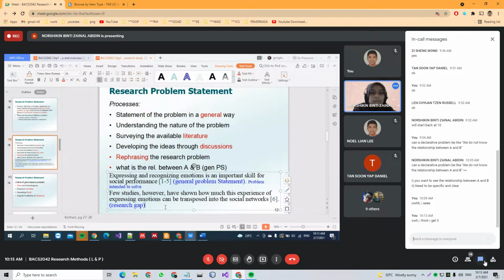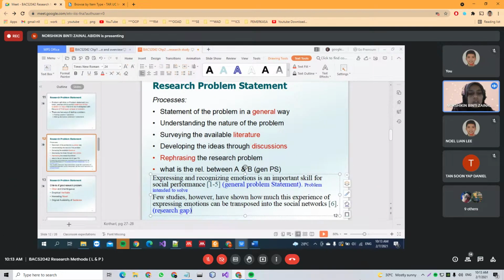That's the example. And then you can fill in this problem statement by doing the LR. You can be more specific after you have read or done your LR, and then you can find the research gap, or problems that have been done related to this project. So the research gap can help you to write a more specific PS. That's how you write your PS.